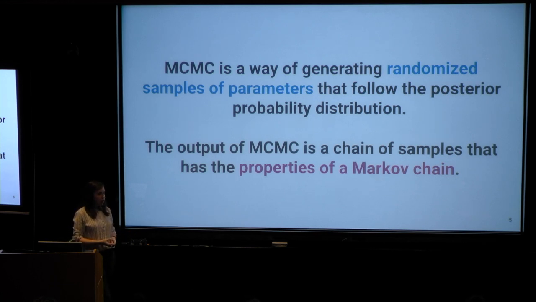Your random samples in the end will have the statistical properties of a Markov chain. And specifically in this context, the numbers that we want to generate are going to be samples of parameters from a posterior distribution. Don't worry about all of the details; we'll be breaking that down throughout the rest of this talk. But in general, MCMC is really widely used in astronomy and in the sciences in general because it's a powerful way of generating these randomized sequences of samples from the posterior distribution.